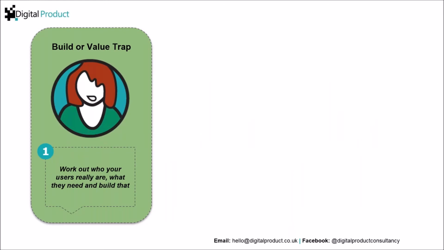Firstly, let's talk about the build trap, or the value trap as we call it. We can't expect our customers or stakeholders to tell us what to build. They don't know what's possible, and they won't know what they want until they see it. To quote the famous Henry Ford, if we'd asked people what they wanted, they would have said a faster horse, not a motor car. Our job is to make sure that our product solves a real problem for our users.